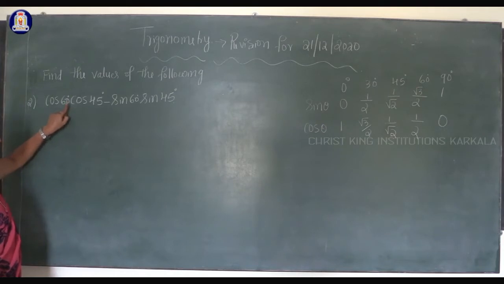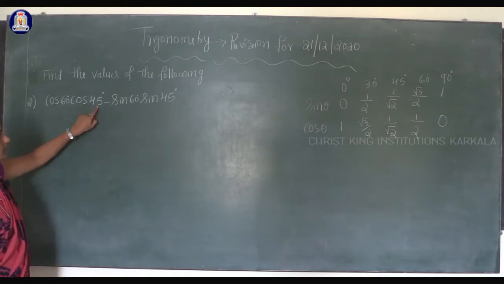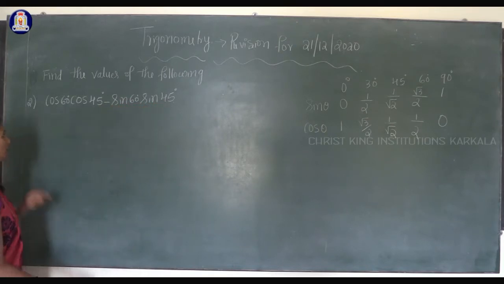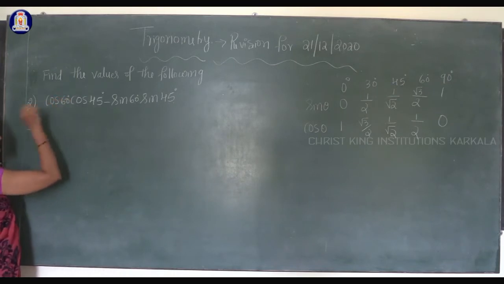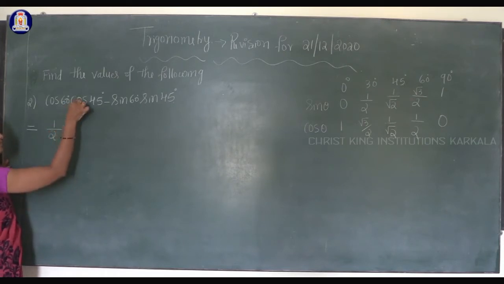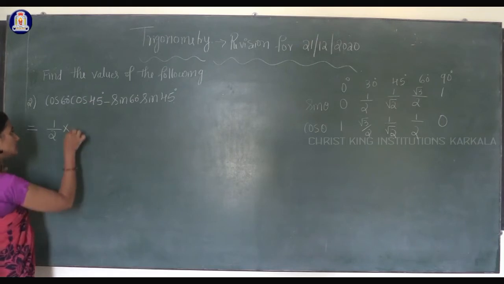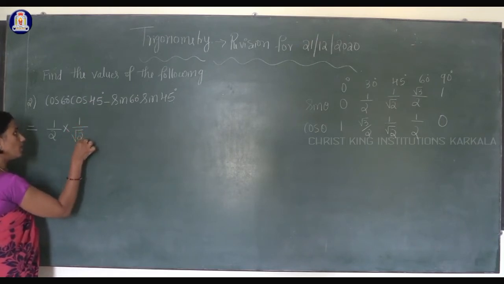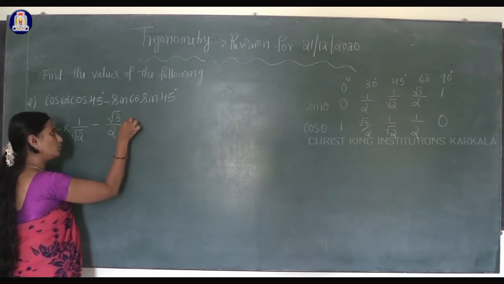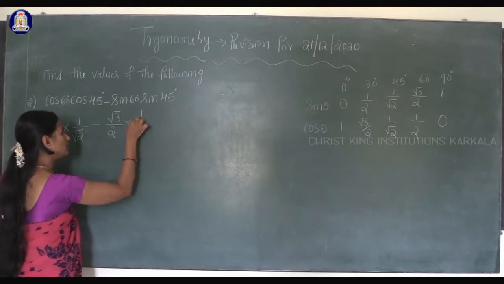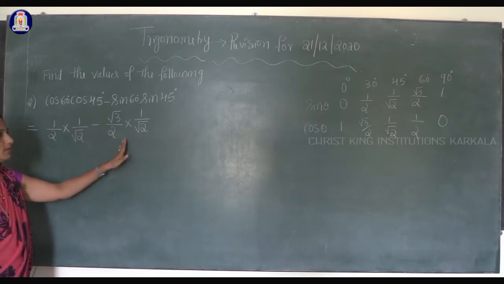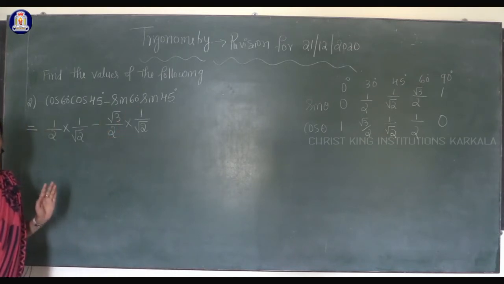Cos 60 degree into cos 45 degree minus sin 60 degree into sin 45 degree. Yes. So now cos 60 degree. What is the value of cos 60? It is 1 by 2, into cos 45 degree, which is 1 by root 2, minus sin 60, which is root 3 divided by 2, into sin 45, which is 1 by root 2. Correct now? Sin 60 is root 3 by 2 and sin 45 is 1 by root 2.